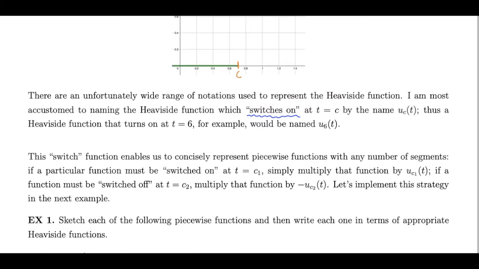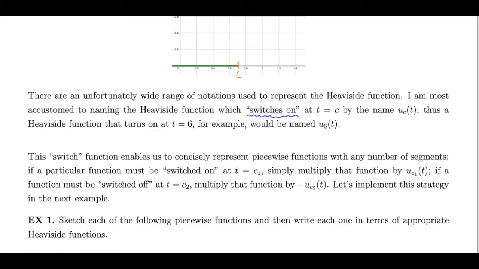So the Heaviside function can notationally be introduced into the expression of a function to accomplish sort of switching components on and off, as I've indicated here. If you have a component that you want to switch on at t equals, say, c1, you simply multiply that component by the corresponding Heaviside function. If you want to switch off that function, then you multiply that function by negative u sub c2.